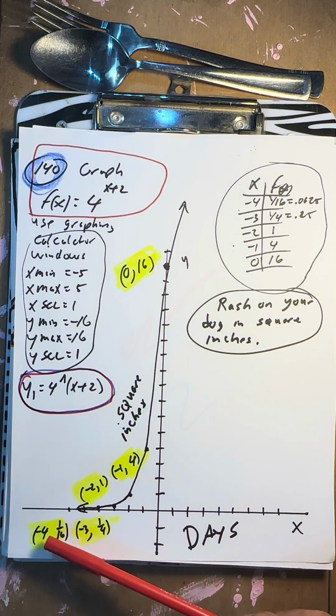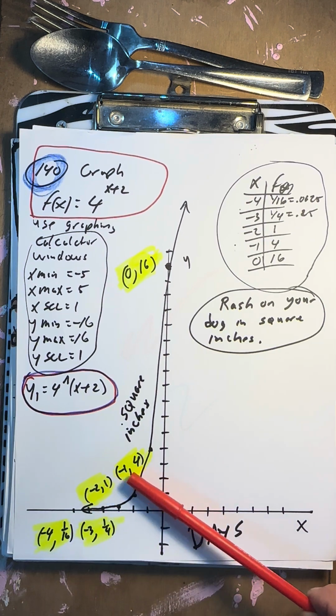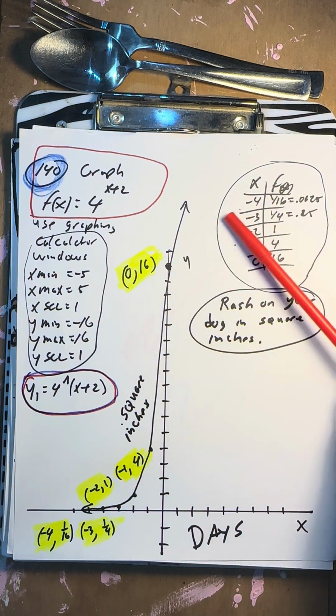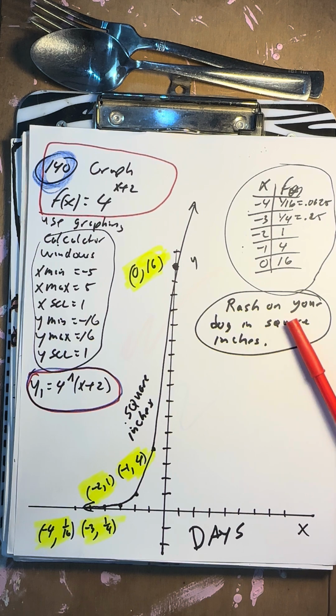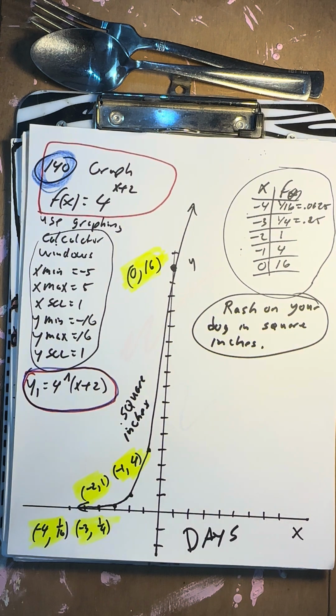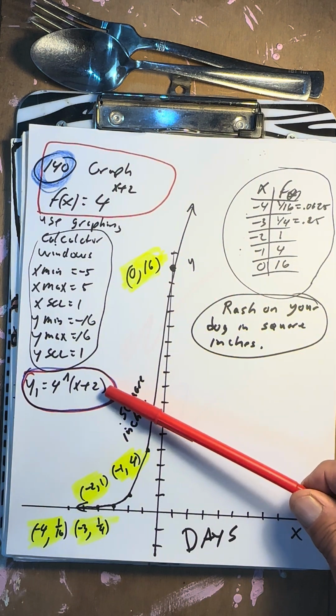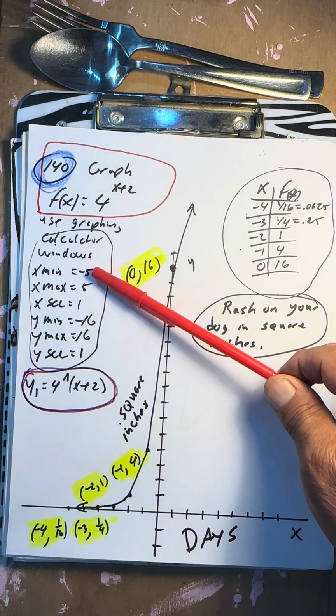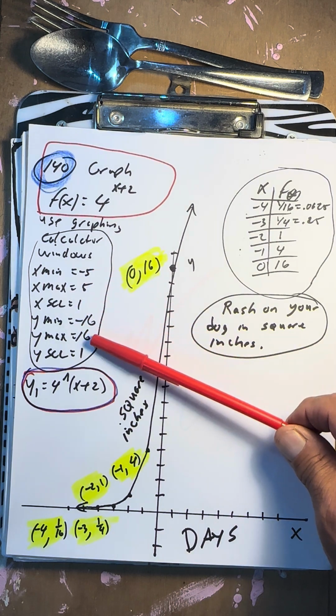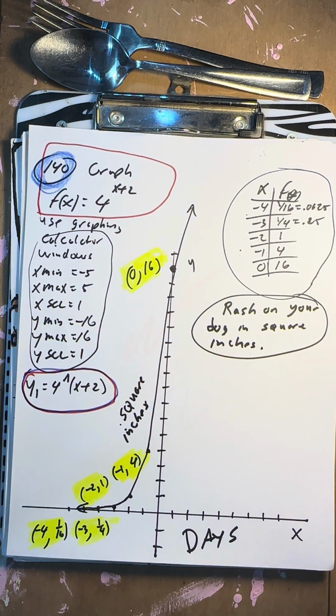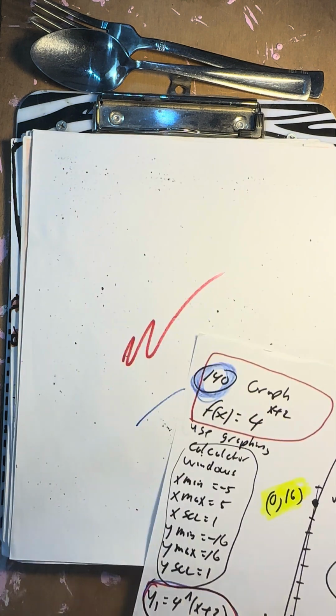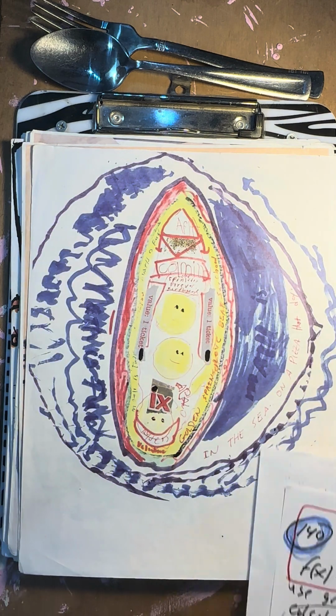And you're going to get some points. Connect the dots from here. Okay, and this will be like rash on your dog in square inches maybe. So anyway, not this form, but use this form right here. And this is the x min, x max, y min, y max, the scale. Use that right there. Okay. And then what? We're done with that one.